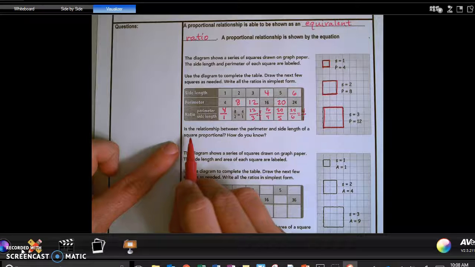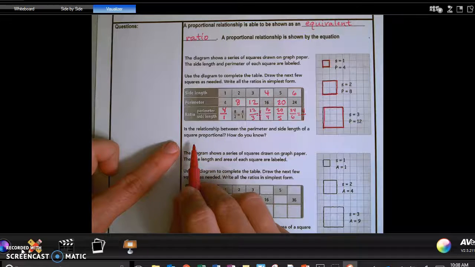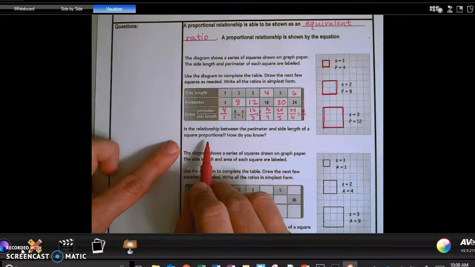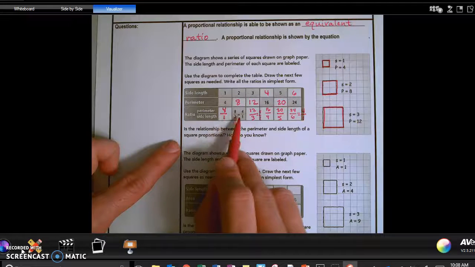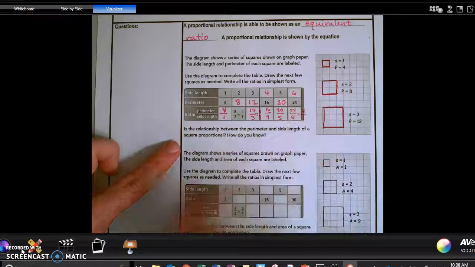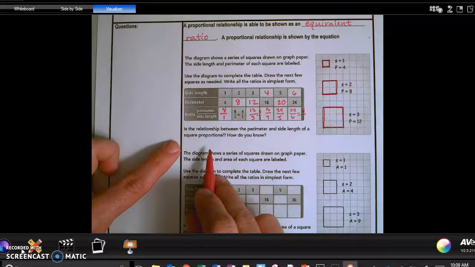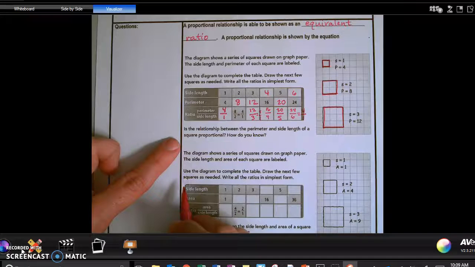So the question we should ask ourselves is, is the relationship between the perimeter and the side length of a square proportional? So looking in this table, I notice that every proportion reduces to 4 over 1. So that tells me that the relationship between perimeter and side length is proportional. And I know because each ratio reduces to 4 over 1.